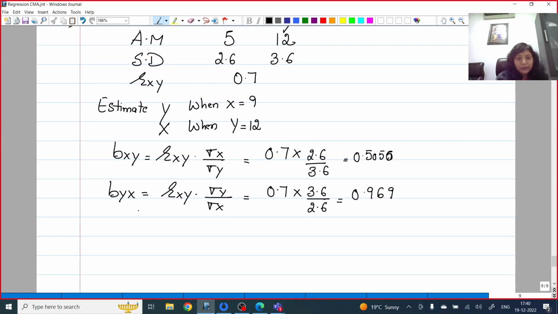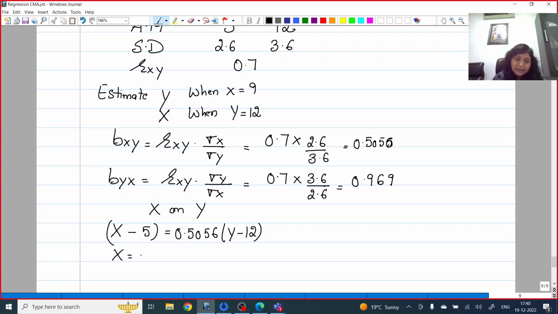So now we have to formulate the equation x on y. So this is x minus x mean 5, bxy that is 0.5056, y minus 12. So the equation is x is equal to 0.5056y minus 0.5056 into 12. And then we add 5. So this becomes minus 1.0672. This is x on y.